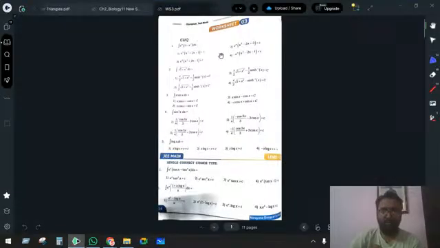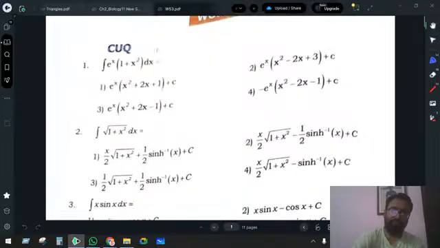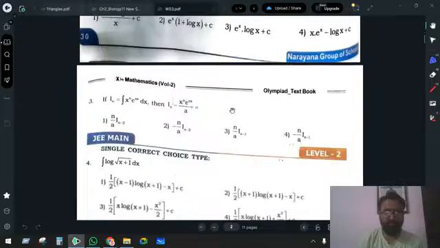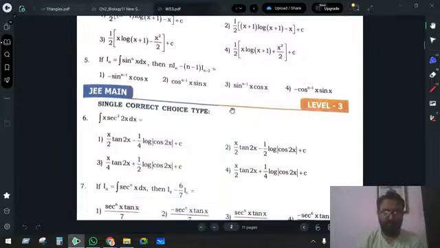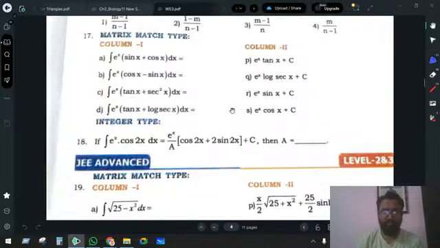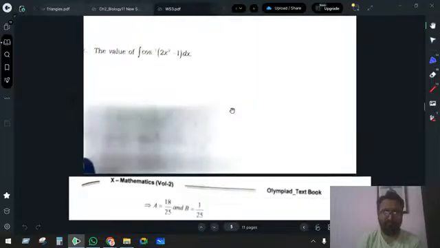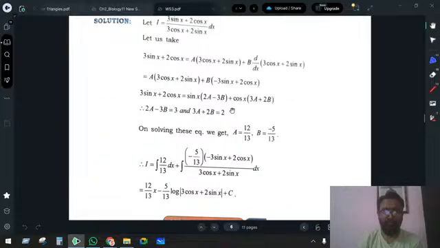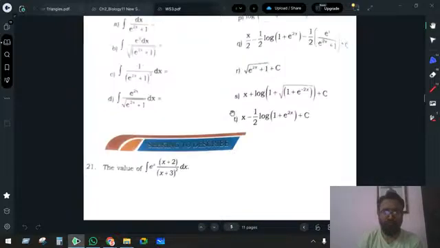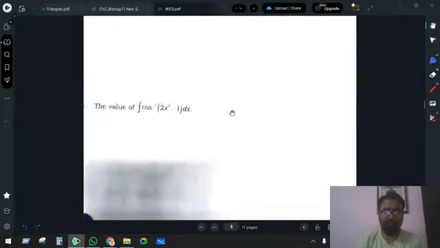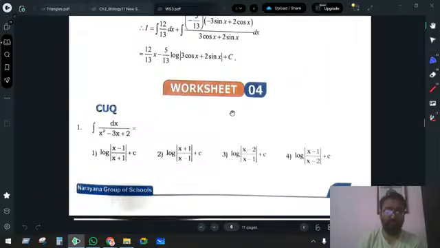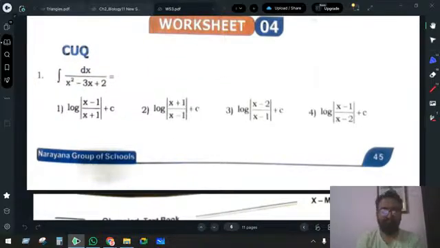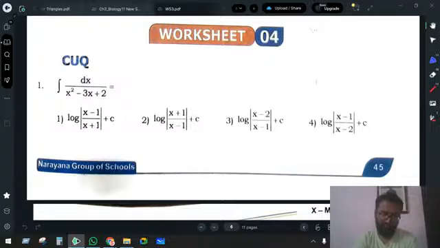So now, we already solved a few questions here. I come back again to this material. Today we are going to worksheet 4. Coming to worksheet 4, see the content related to it. Can you see this question? Yes, sir. What is the question?